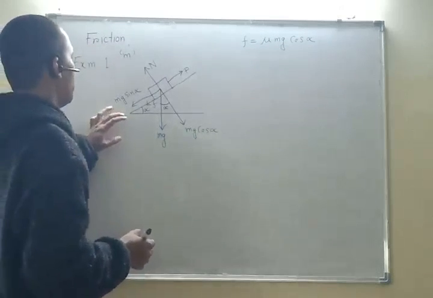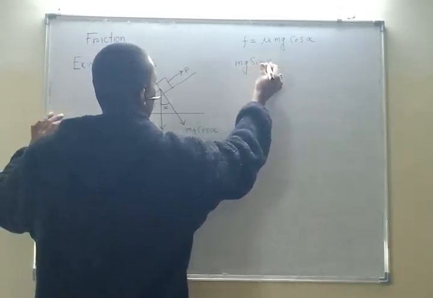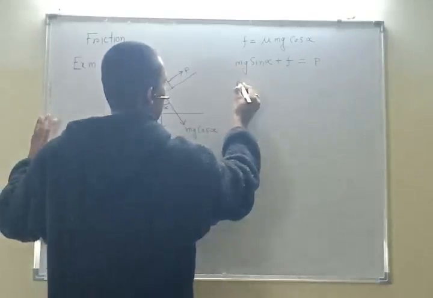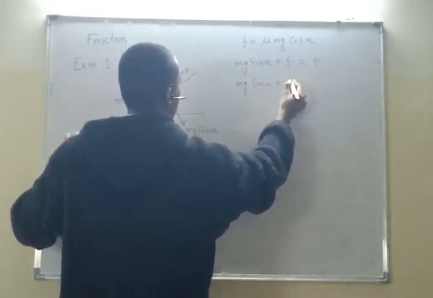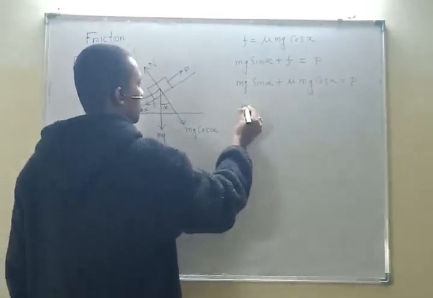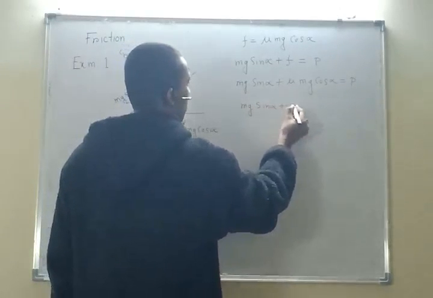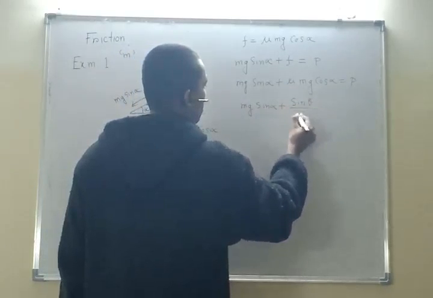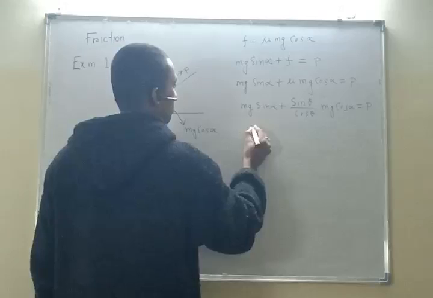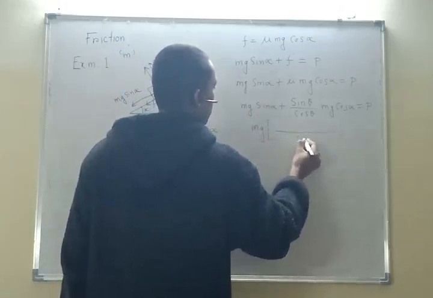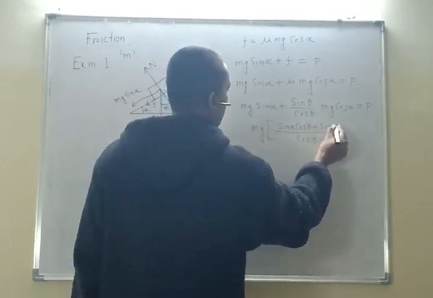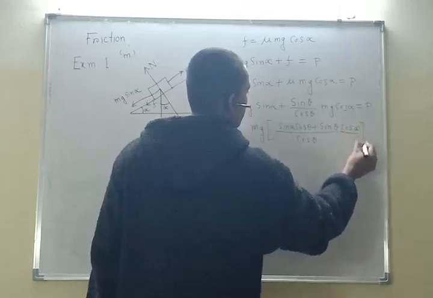Okay. In this case, the only difference is mg sin alpha plus F should be equal to P. In this direction only P is there, in the other direction two forces. So mg sin alpha plus mu times mg cos alpha is equal to P. Again you can solve this. Writing mu directly as sin theta by cos theta, into mg cos alpha equal to P. So mg common, sin alpha cos theta plus sin theta cos alpha over cos theta. That should be equal to P.